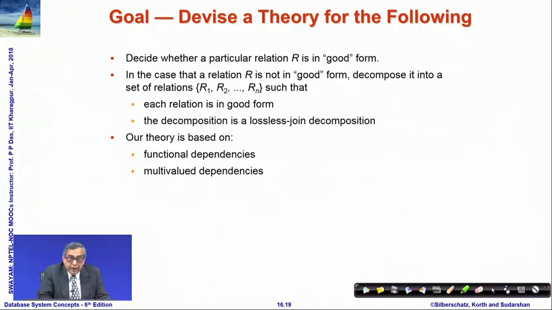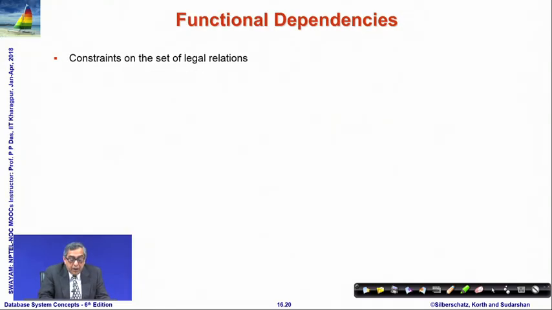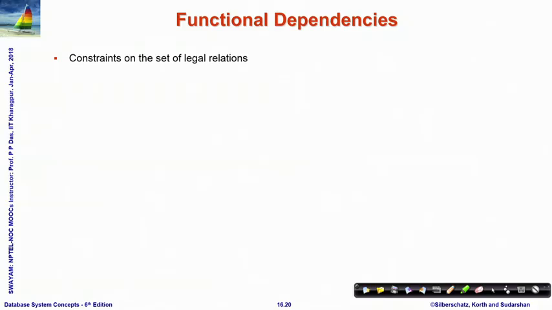To ensure that, we make use of two key ideas, more foundationally functional dependencies and then multi-valued dependencies. A functional dependency is a constraint on the set of legal relations. So, mind you, it is a constraint on the schema, and once that constraint is defined, it must hold for all relations that the schema satisfies.